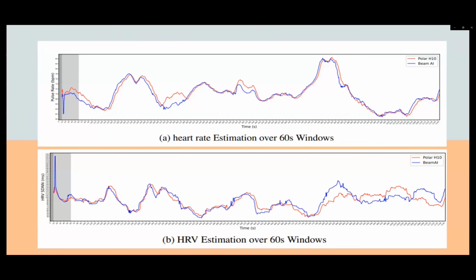These are visuals to demonstrate how close the Polar H10 was with Beam AI when extracting the pulse rate, as well as the heart rate variability over 60-second windows. As you can see, both of them do have different variations. However, they're very similar, and they don't stray too far apart for longer than, I'd say, at least 5 seconds before they match up again.